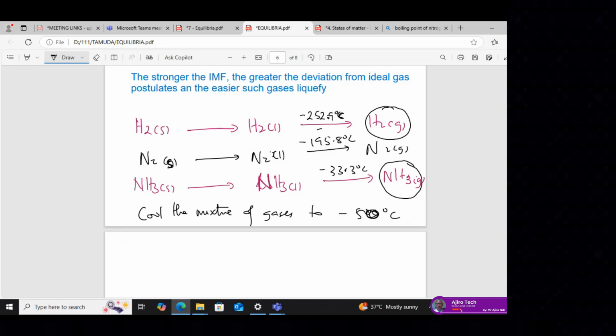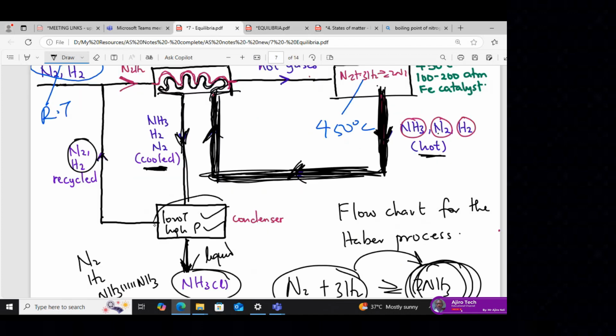The ammonia will not pass. It comes out of it, so that it will not be recycled. Do you get the point now? Cool it to minus 50 degrees Celsius. What can make ammonia to become liquid? Either you use low temperature or high pressure.